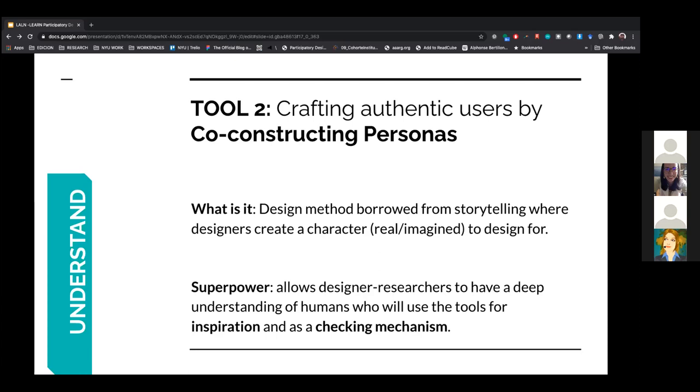And it gives us a lot of nuance and texture around many of the other people who might eventually use this tool. And the superpower of this is that it acts as an inspiration for our tools when we're thinking about the routines and where this fits, but it's also a checking mechanism. Because once we move apart from stakeholders, we often start forgetting about these things, and we start designing for ourselves. So as we are designing, we can always go back to this persona that we created and check whether the decisions that we're making actually would track back to this person that we built in the beginning.